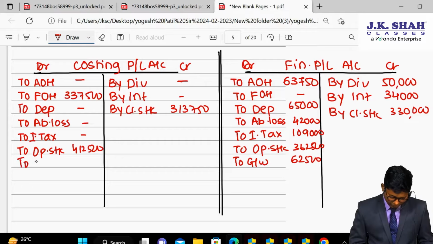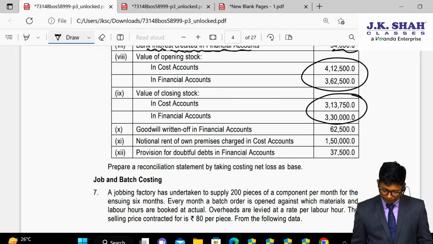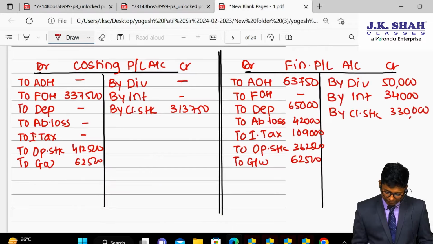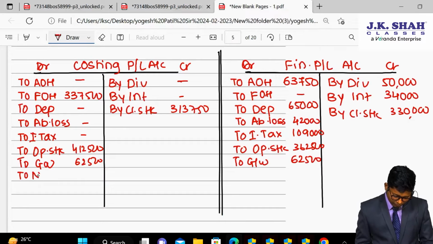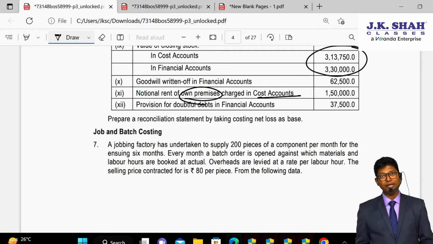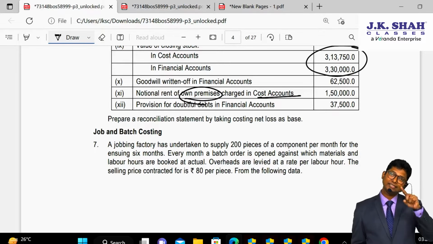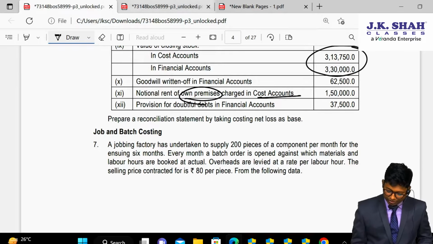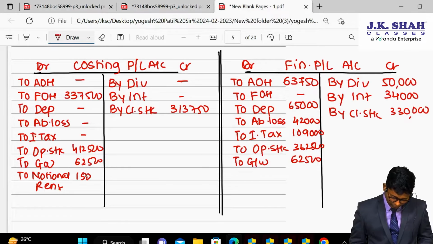Nothing is to be recorded in costing because amortization and intangible asset written off we never consider in cost sheet. Notional rent is only to be charged in cost account, it's imaginary rent. Now if you read this sentence, it is notional rent of the own premises you own, and still you are recording rent, which is not possible in finance. It is not allowed. Costing allows it.